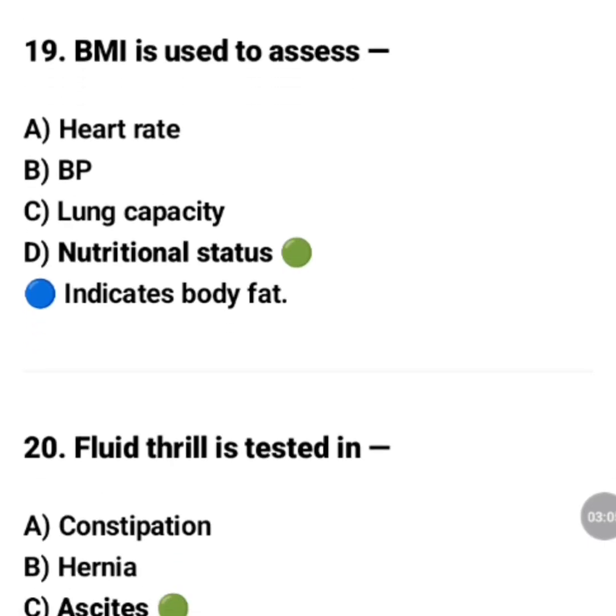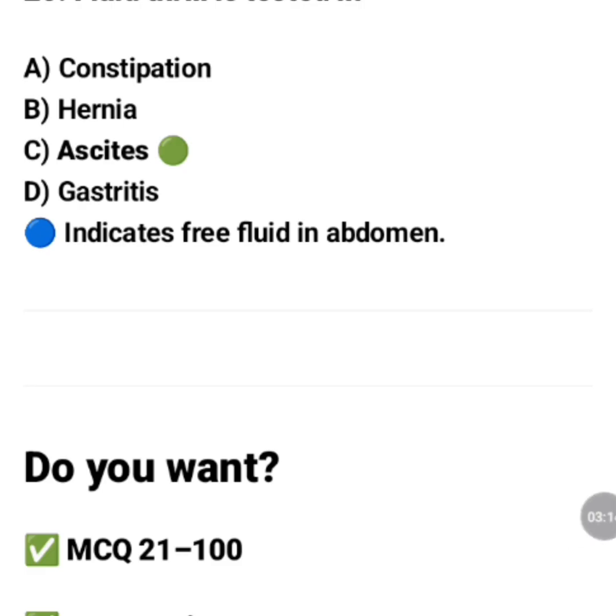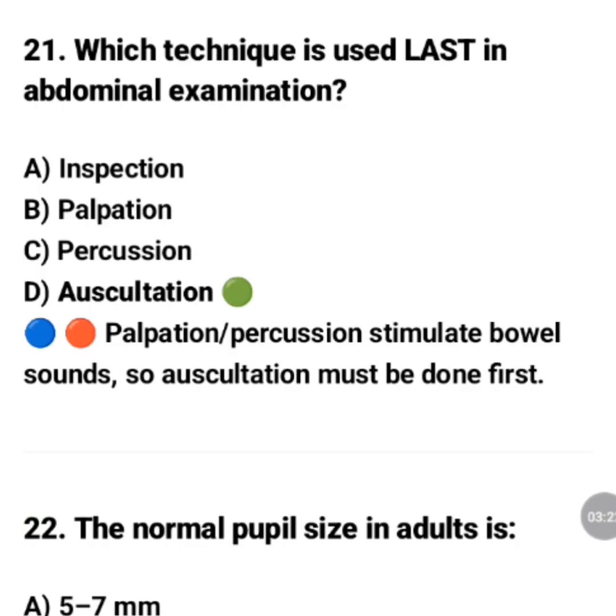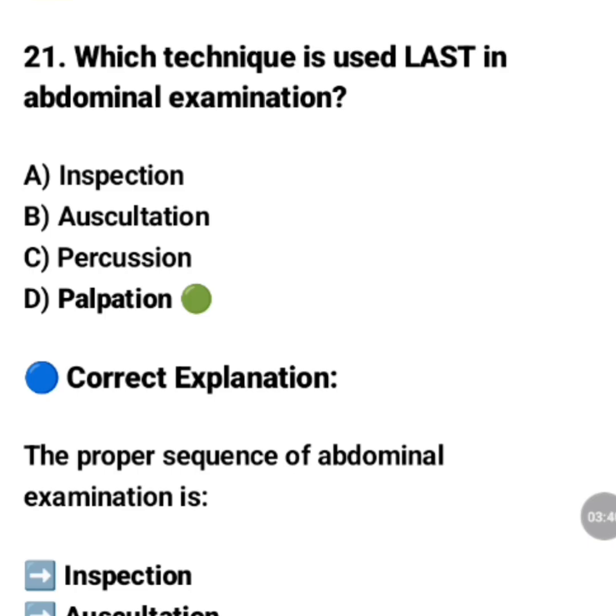BMI is used to assess. The correct answer is option D, nutritional status, indicates body fat. Shifting dullness is tested in. The correct answer is option C, ascites, indicates free fluid in abdomen. Which technique is used last in abdominal examination? The correct answer is option D, auscultation. Palpation and percussion stimulate bowel sound, so auscultation must be done first. Which is used last in abdominal examination? The correct answer is option D, palpation.